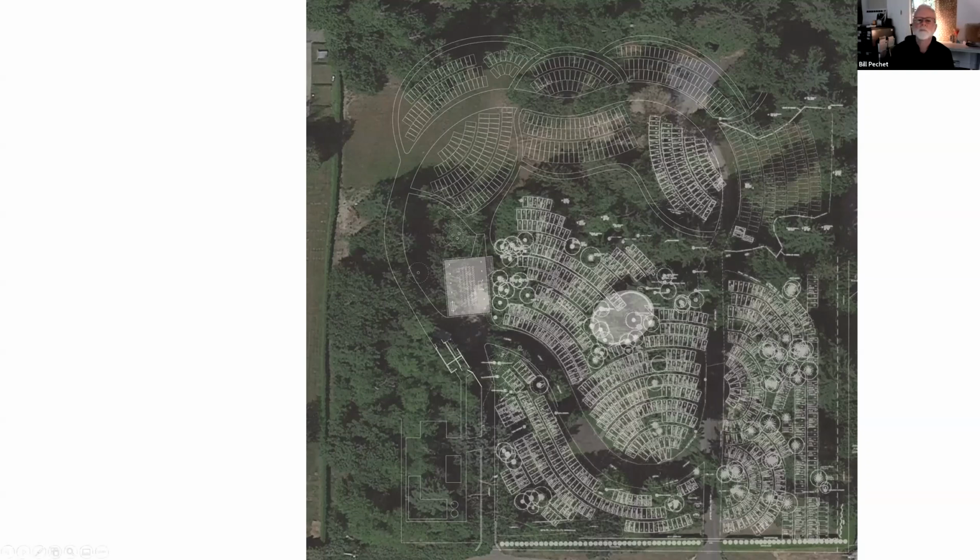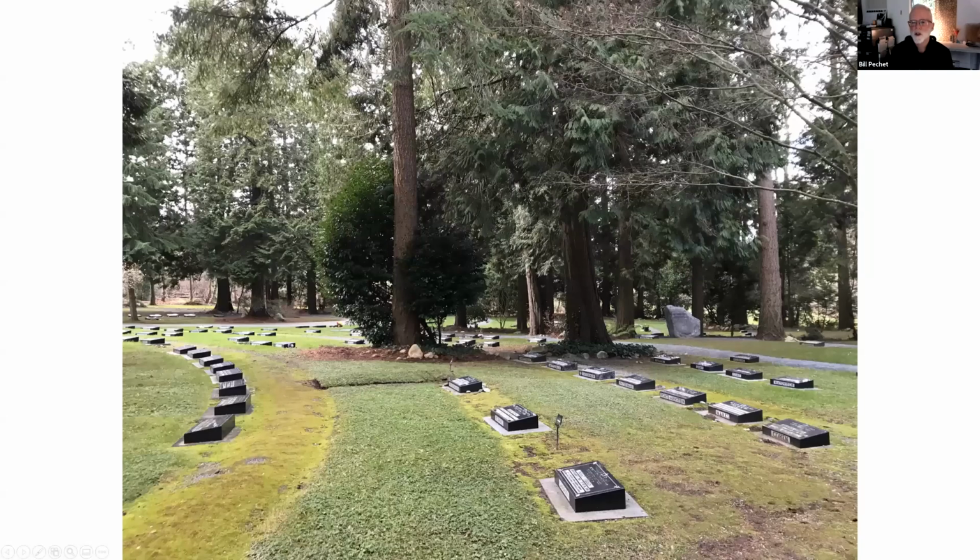Next, please. And so our addition will be in the same vein as what Cornelia set up. Here are some beautiful images of what this cemetery looks like now. You can see the arcing shapes of the pathways. Next, please.